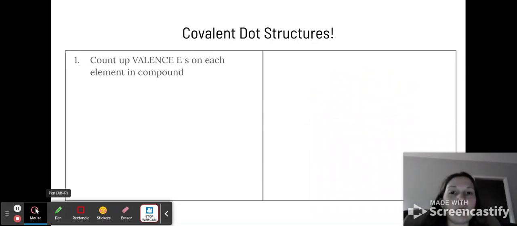Now let's talk about covalent dot structures. So we're pulling back in from Lewis dot structures at the beginning of the unit. First, you're going to count up the valence electrons on each element in the compound. Pay attention to the charge. So if I give you like a polyatomic ion, which just means a mini atom ion, and it's got a charge to it, then we look at adding or subtracting electrons where needed.